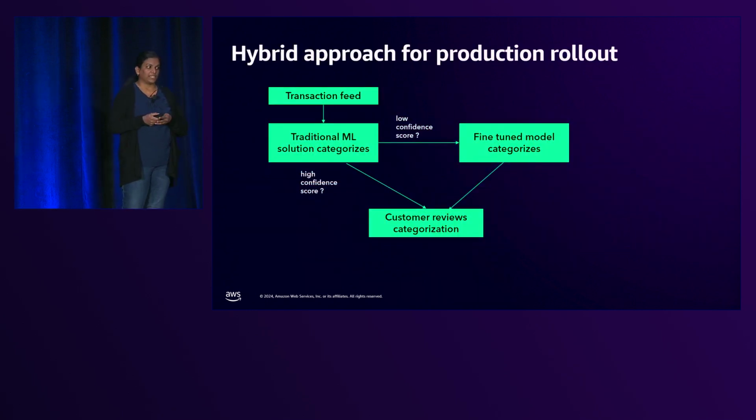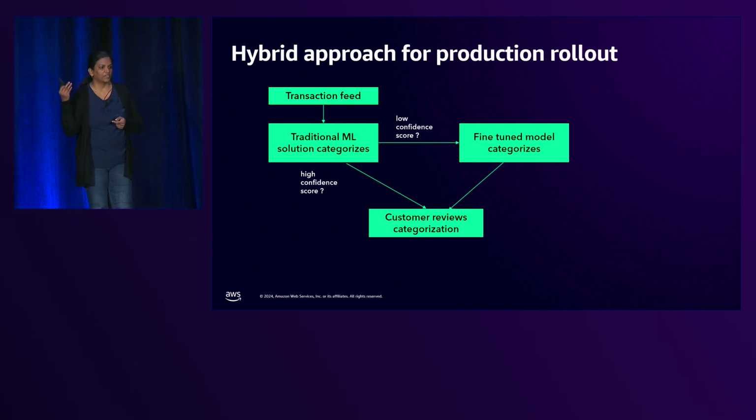So here is how we are planning to roll out this in production. We are not completely replacing the existing solution as is. We are taking a hybrid approach, doing a gradual rollout. So our existing solution will still first categorize the transaction and generate a confidence score. If the confidence score is high, no further action is needed. But if the confidence score is low, then we can rely on the fine-tuned model to generate the categorization. And once the categorization is generated, we can send it for customer review.